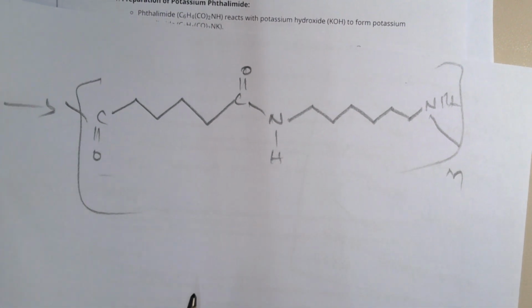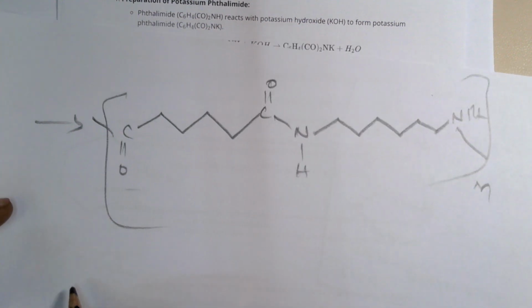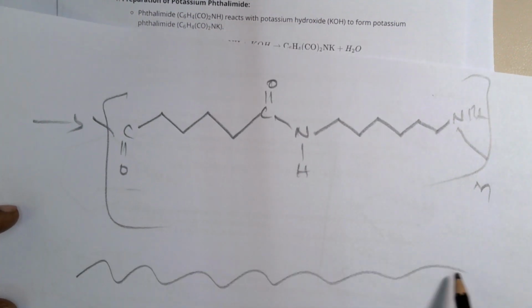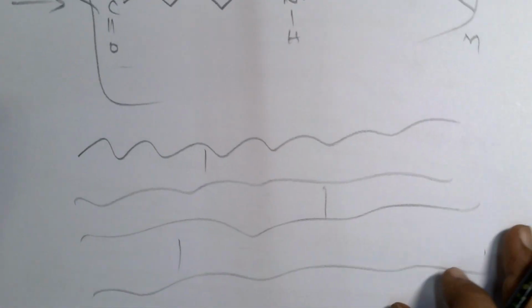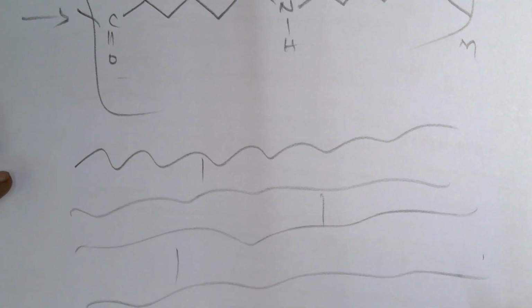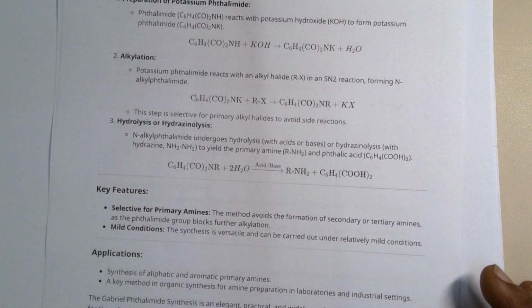Is it clear? And it will form a structure like this, and there will be cross linking also. So this is the simplest structure. This is regarding nylon 66. So we have discussed 3 types of nylon: nylon 2, nylon 6, and nylon 66.